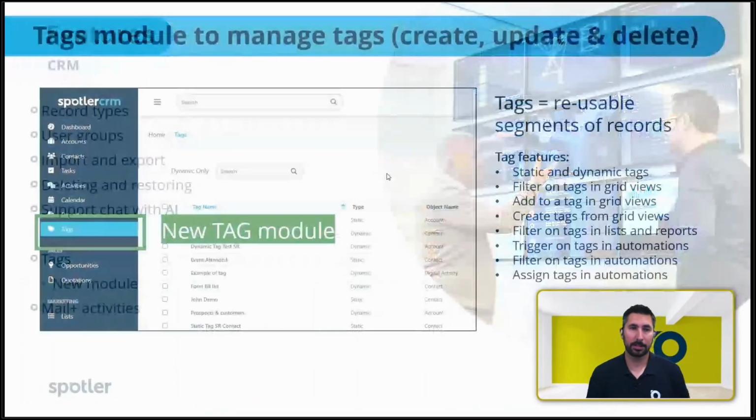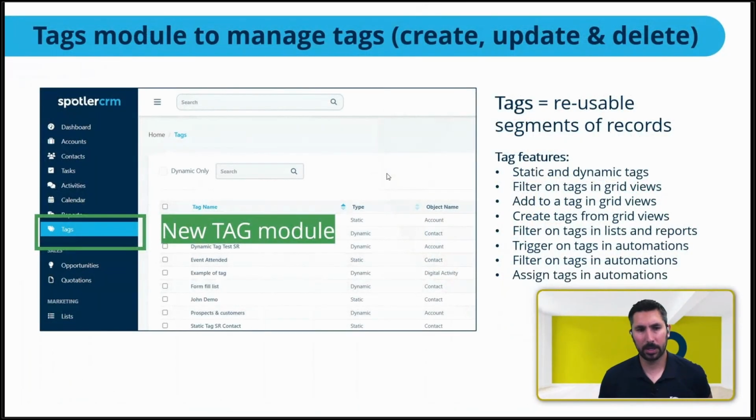I talked a little bit about tags as well, the tags module. The tags module is new, but it's a very powerful module. You can create segments here, segments, tags, but yeah, you can create static and dynamic tags. So dynamic is, you set criteria, and every time somebody fulfills those criteria, they're added to your tag. Or you can do a static tag. It's just a list, and you can add people to that list. I showed you already, you can filter it on grid views. You can easily add and create tags. You can trigger automations with tags.